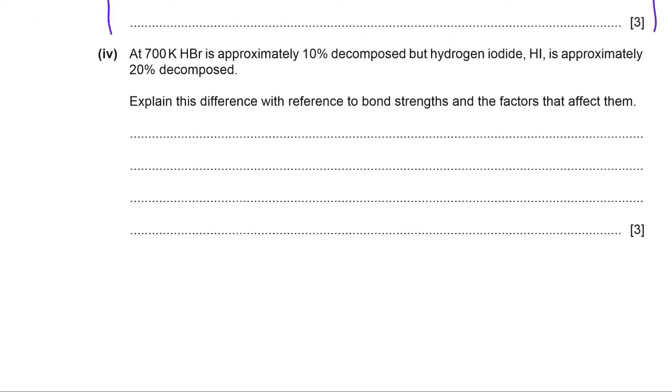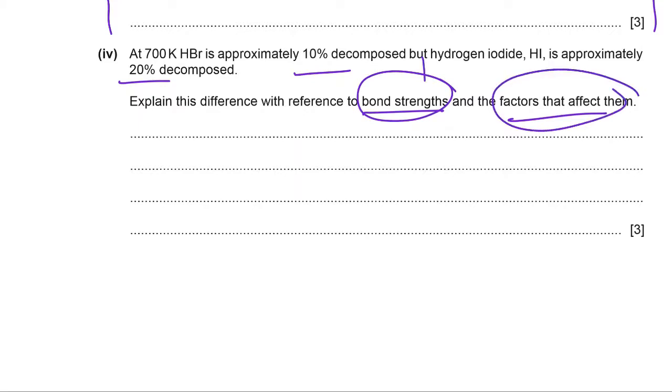At 700 Kelvin, HBr is approximately 10% decomposed, but hydrogen iodide is approximately 20% decomposed. Now explain this difference with reference to bond strength and the factors that affect them. So you have here 1 mark, and you need to explain 2 factors at least to get 3 marks.